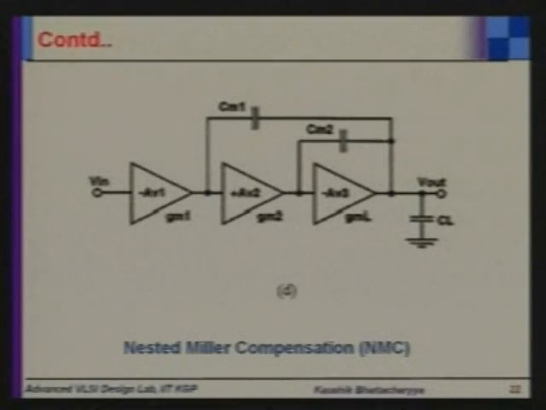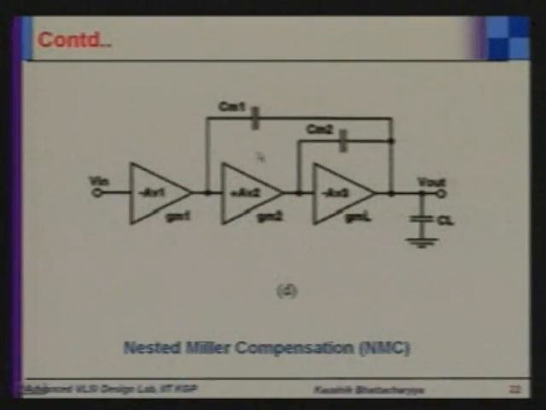Now, theoretically we can go up to n stage of amplifier at the cost of reduction of bandwidth. Nevertheless, people reported up to 4 stages of amplifier. So, here we have shown the 3 stages amplifier, and this compensation is called nested Miller compensation, because there are two Miller affected paths. So, Cm1 and Cm2, two Miller capacitances are used, and this compensation is done at the cost of reduction of bandwidth.